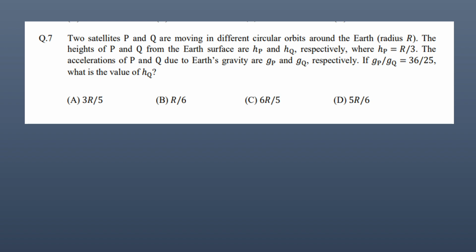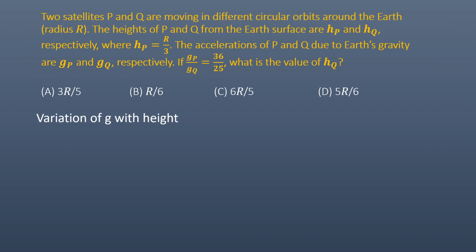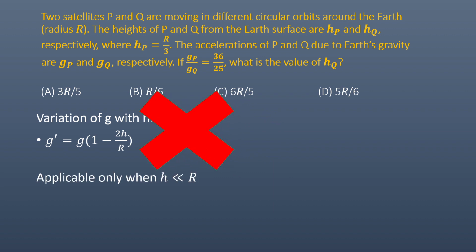So when you see a question like this, probably you are first thinking about the variation of g with height. So you can consider the equation g dash equals g times 1 minus 2h by r, which is very natural to think of at first, but if you try to do it, you will be wrong. The thing is, this equation is applicable only under a condition that h is much smaller than r. So we can use this approximation only when you are very close to the surface of the Earth.